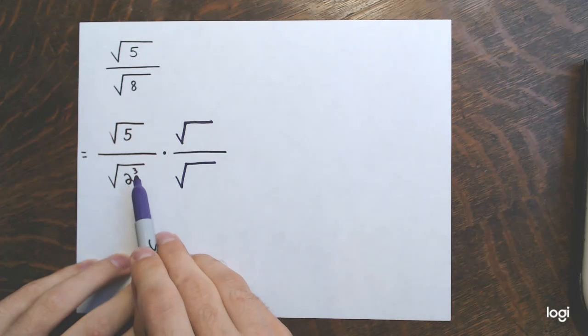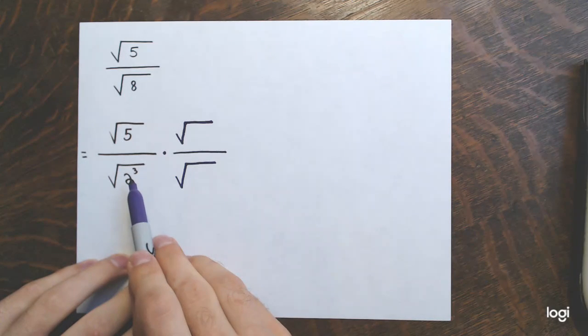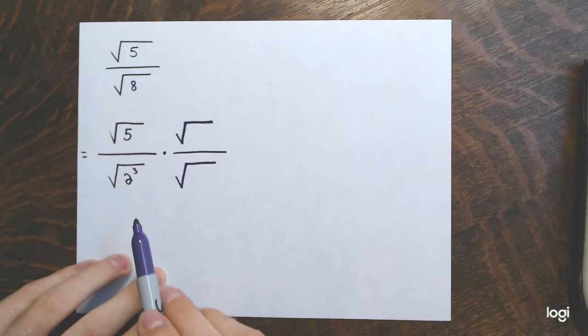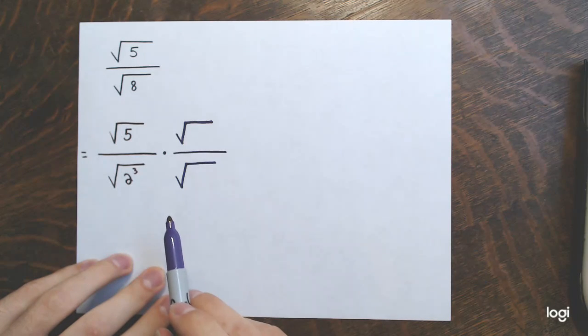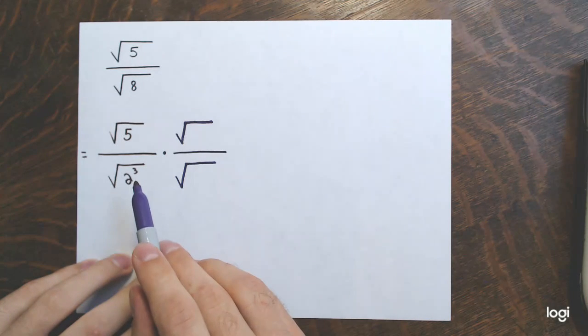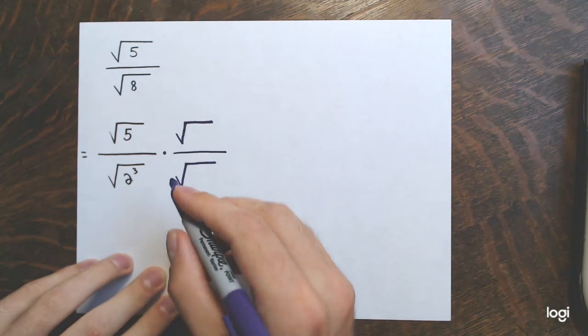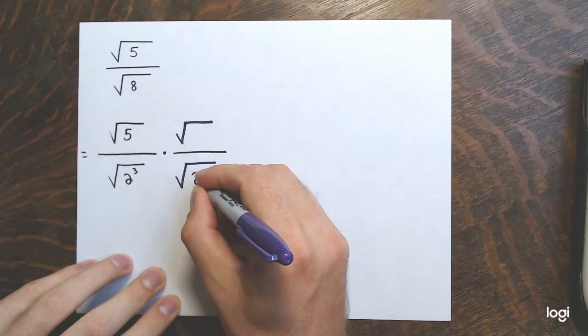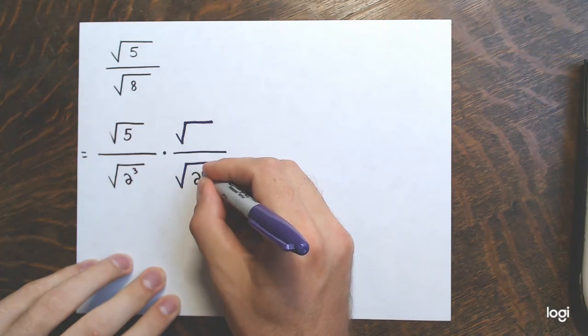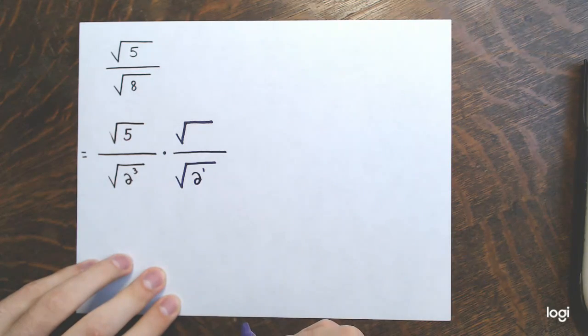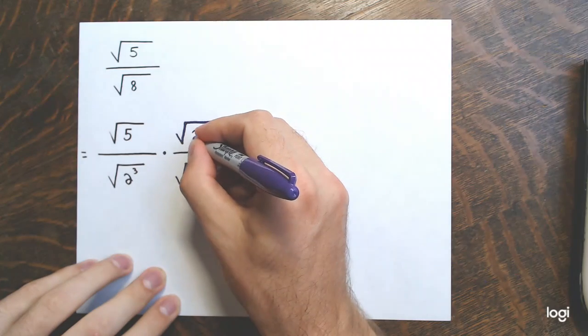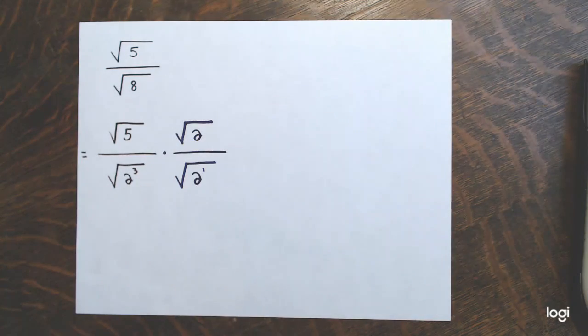Well, right now it's 2 to the third, 3 factors of 2. Well, what's the next multiple of 2 after 3? It's 4. So in order to ensure that I got a perfect square in the radicand down here, I just need one more factor of 2. So I'm going to multiply by the square root of 2 to the first, right? I'll write 2 to the first here, but just the square root of 2. Same thing up here, multiply by the square root of 2.